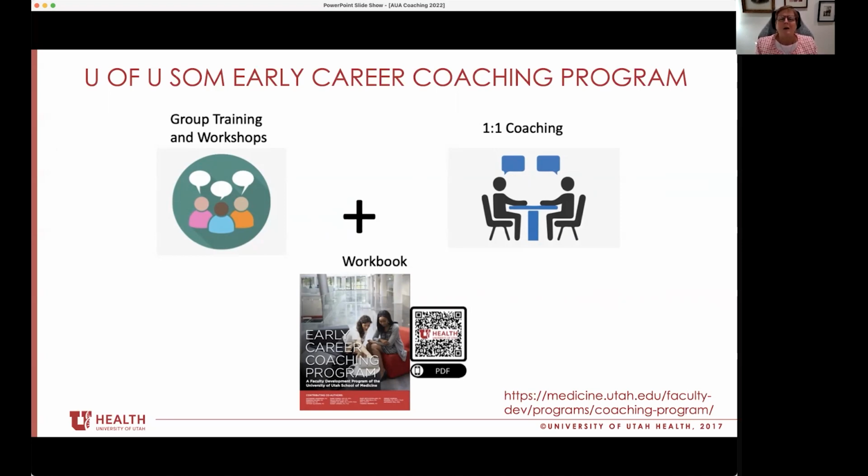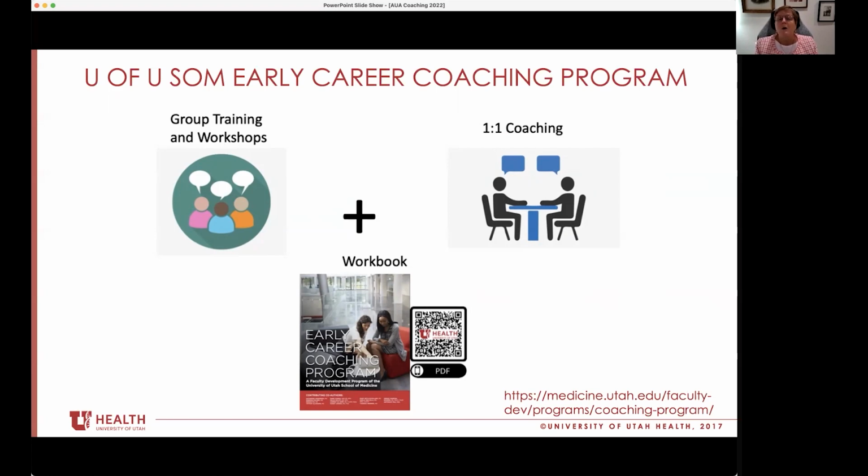And then we continued through the 6 months of each cohort to have monthly coaching skills workshops, as well as peer coaching workshops where the coachees got together and learned to coach each other, and as a way of building a networked learning community of early career faculty members. They had 6 1-hour coaching meetings with an assigned coach.